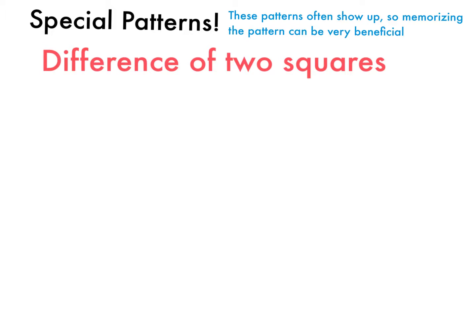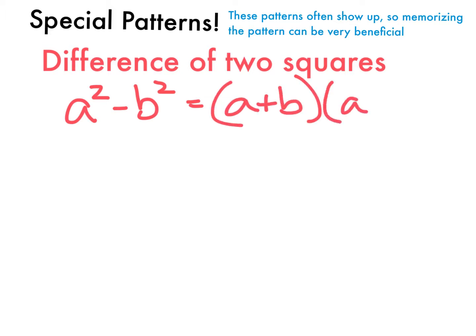Basically, whenever you see something of the form a squared minus b squared, this factors down to a plus b times a minus b. I know what you're thinking. Those are letters. So let's try to look at an actual example of this.